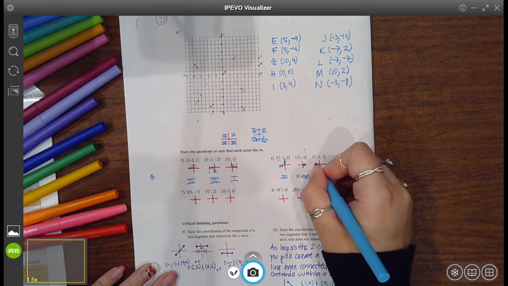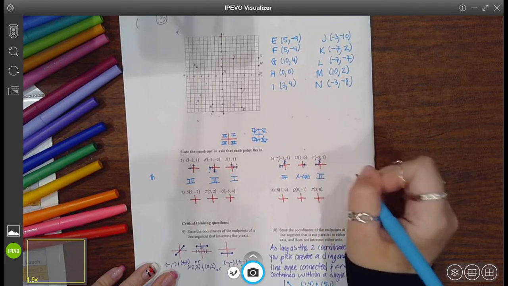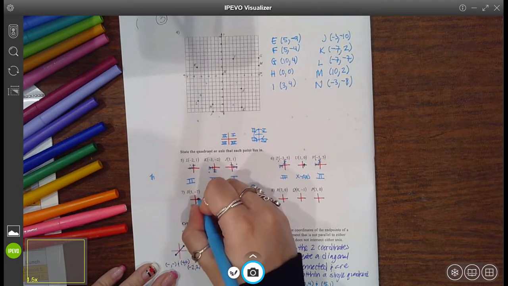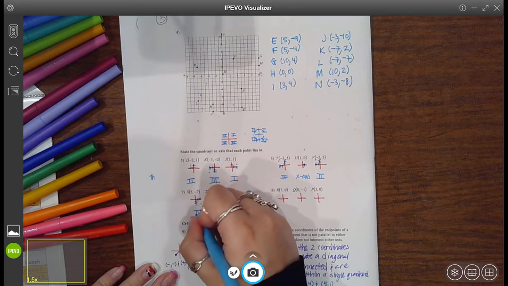This one goes left 5, up 5, even if it's not exact, like just whatever. Do like it goes this way and then up. So it's somewhere in the second quadrant. Okay, this one you're going to go right some and then down some. What quadrant is this? The 4th.